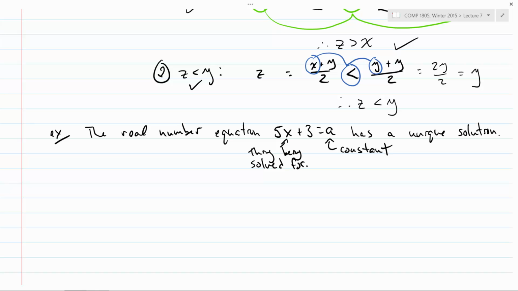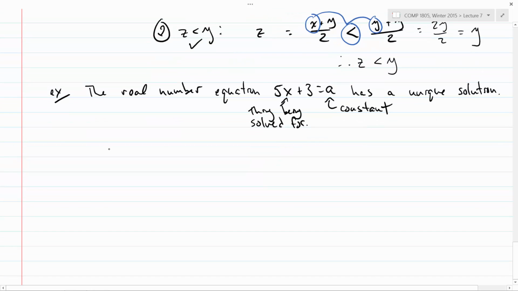Basically this is saying a line crosses a horizontal line at one point. First you have to prove that it exists. And I know that it's a uniqueness proof because of this word unique. So I know I have to do two parts. I need to do existence and uniqueness. So I first do existence.